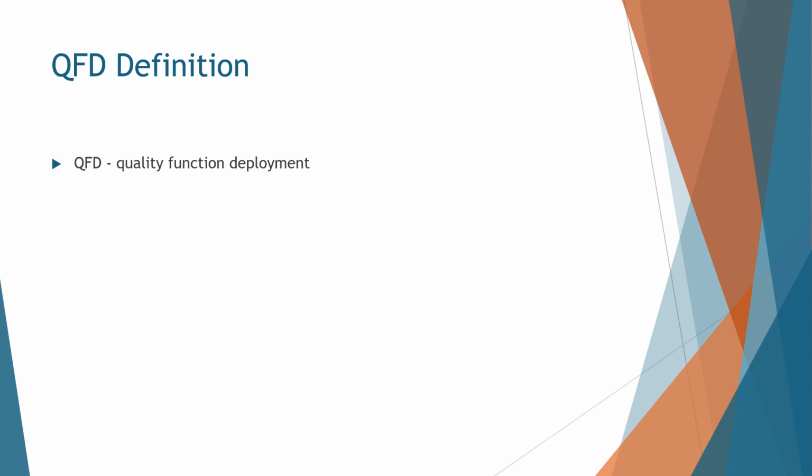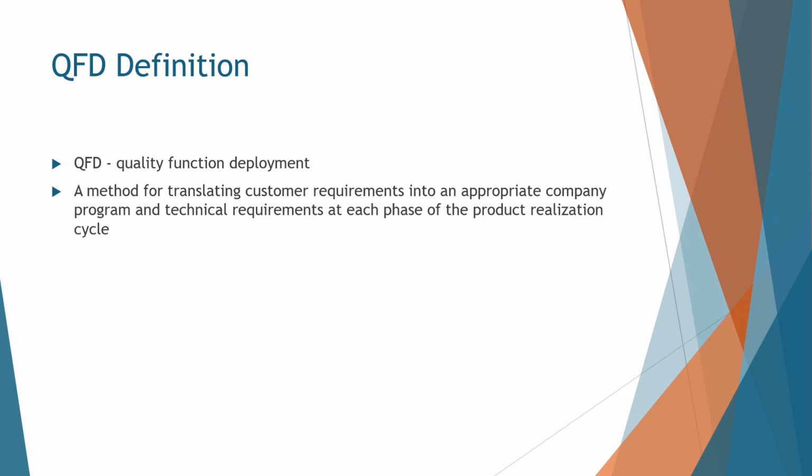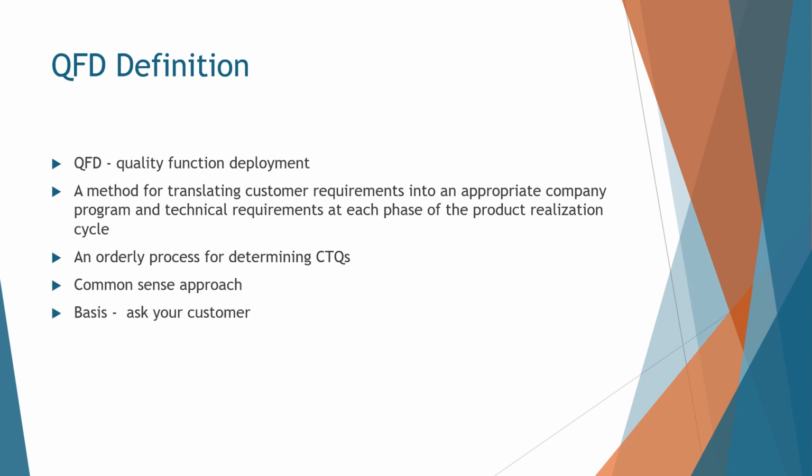Quality functional deployment. A method for translating customer requirements into appropriate company program and technical requirements at each phase of the product realization cycle. An orderly process for determining critical to quality variables. Common sense approach. Basis, ask your customer. Listen, really listen.